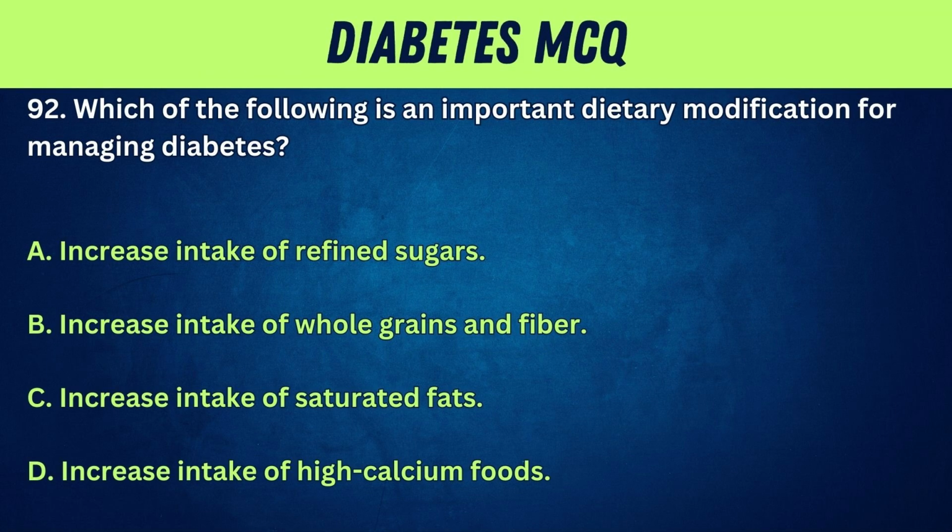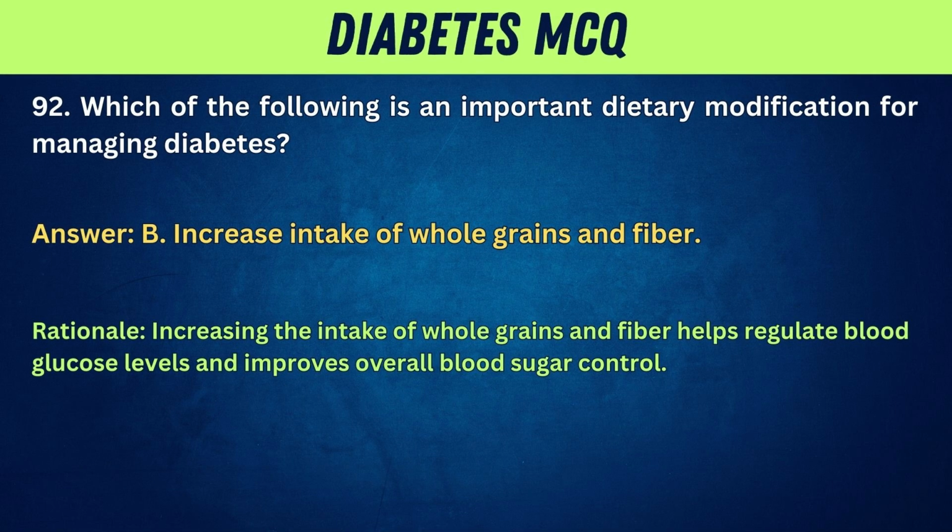92. Which of the following is an important dietary modification for managing diabetes? A. Increase intake of refined sugars. B. Increase intake of whole grains and fiber. C. Increase intake of saturated fats. D. Increase intake of high-calcium foods. Answer: B. Increase intake of whole grains and fiber. Rationale: increasing the intake of whole grains and fiber helps regulate blood glucose levels and improves overall blood sugar control.